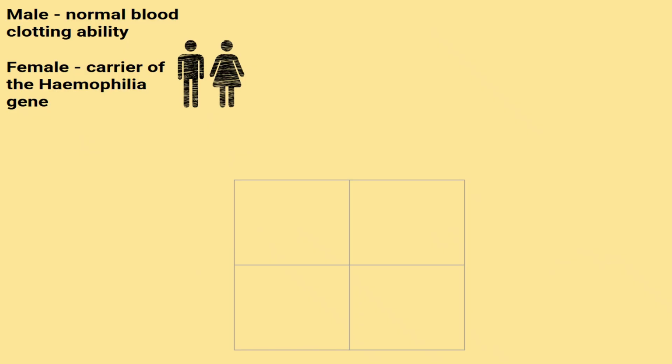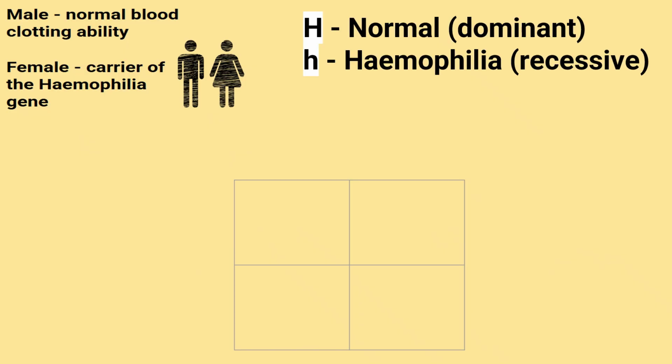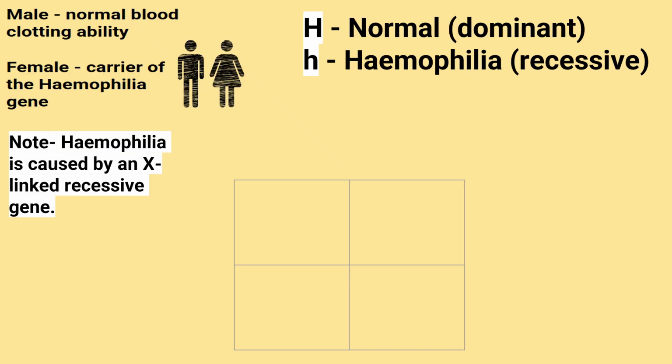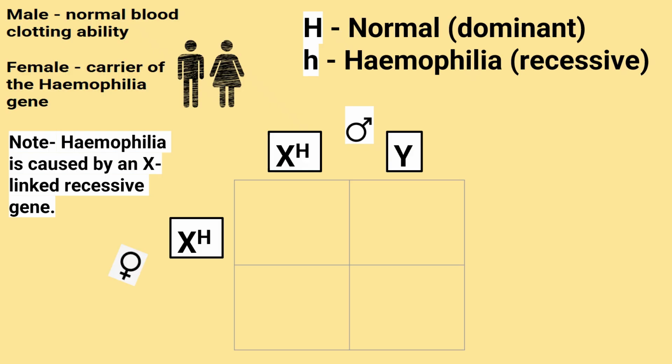In the genetic diagrams, capital H represents the allele for normal blood clotting ability, the dominant allele, and small h represents the allele for hemophilia, the recessive allele. Recall that hemophilia is caused by an X-linked recessive gene. Therefore, the male with normal blood clotting ability has genotype XHY, and the female carrier of the hemophilia gene has genotype XHXh. Let's do the cross. These are the possible genotypes of their offspring.